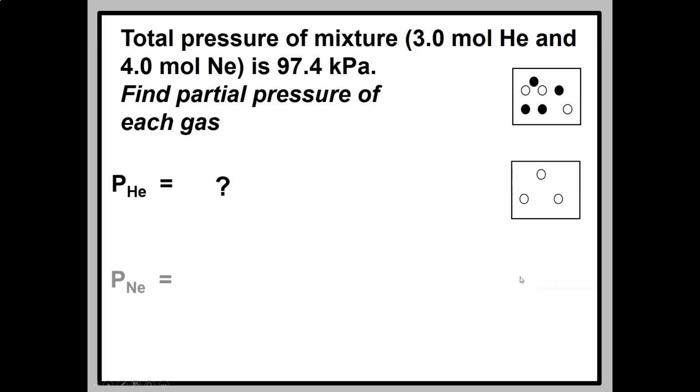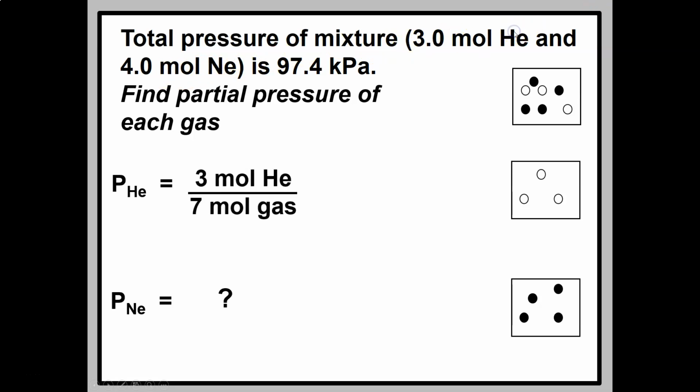So let's do helium first, and then we'll do neon. Well, we need our mole fraction. There's 3 moles of helium, and all together in the container are 7 moles of gas. So my mole fraction looks like that.